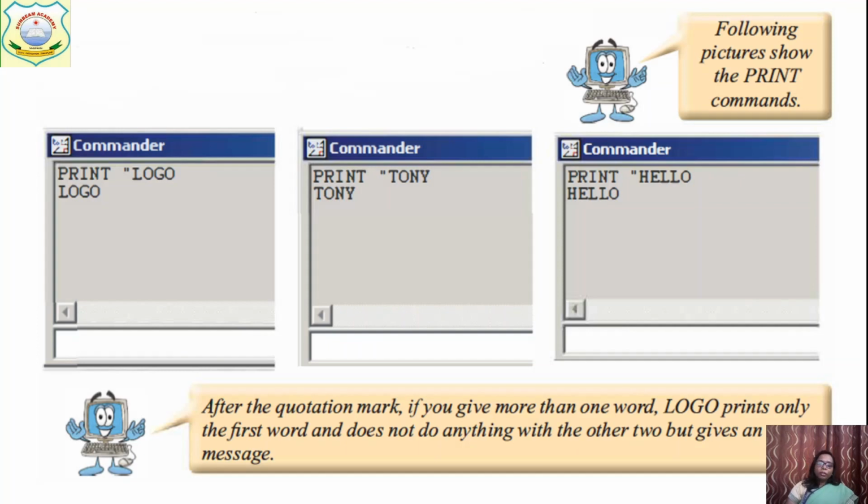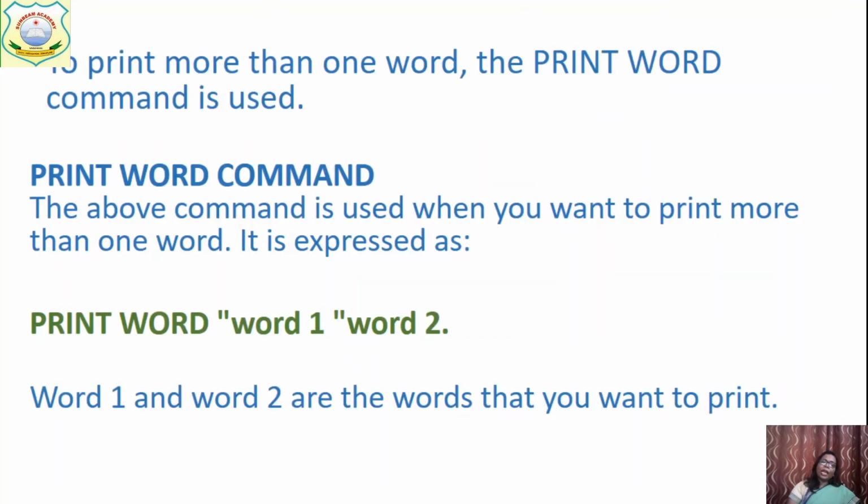What it is saying is that we are printing only a single word. If you want to print one more word, you will write one more word, but that will not print. The print statement will not print the second word. For that we have another option. Just see, for that we have the print word command. The print word command is used to print more than one word. Just see, this is the syntax for it: print word, word 1, word 2. How?